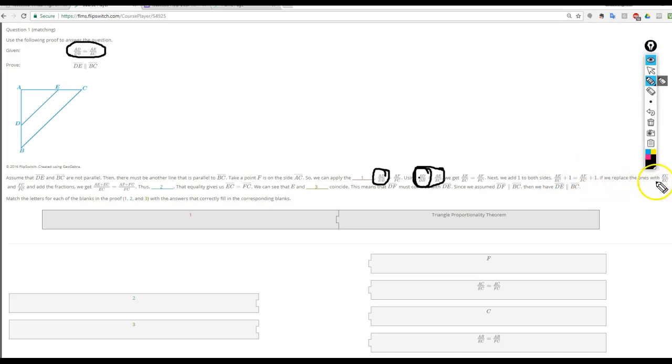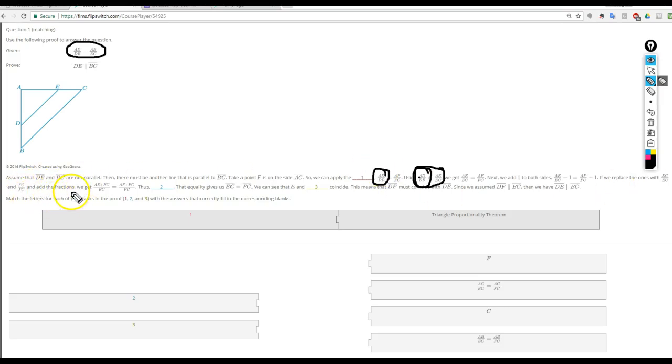If we replace the 1's with EC divided by EC and FC divided by FC, why can we do that? Because any number divided by itself is equal to 1. So this 1 could also be rewritten as 3 divided by 3 or 10 divided by 10. And since EC is talking about a length, which is a number, we just don't know it. It's just represented by EC, and it's dividing it by that same number. It is a form of 1.